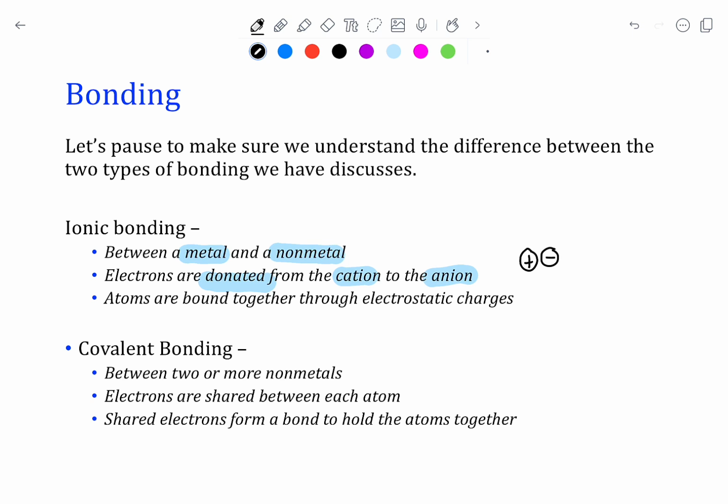And we said we couldn't do this with two nonmetals because that would be a negative and they would repel each other. And the same with two metals. They would repel each other because they have the same charge. So ionic bonding only happens when we have an electrostatic attraction between a cation and an anion. Covalent bonding is our newest type of bonding, and this happens between two or more nonmetals. So we're looking only at the right side of our periodic table. Electrons are shared between each atom, and the shared electrons form a bond that holds the atoms together. And we can have multiple bonds in a covalent compound.